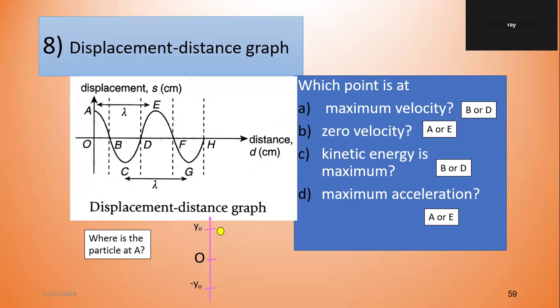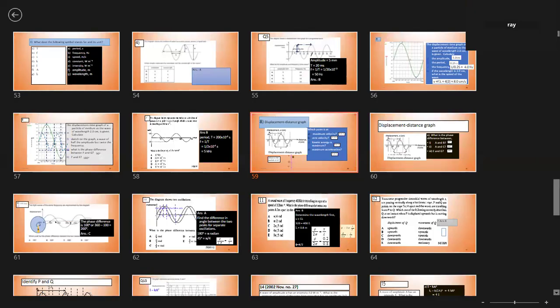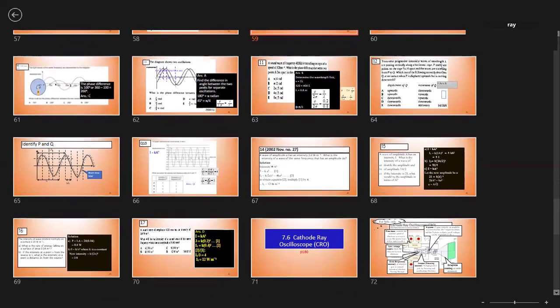We are looking at magnitude only, rather than direction. It can be C or G. But if you are particular, the acceleration is negative at one place and positive at the other. There are different directions you study in simple harmonic motion. Let me see if there's anything else I want to ask you. I think the rest you can try yourself.